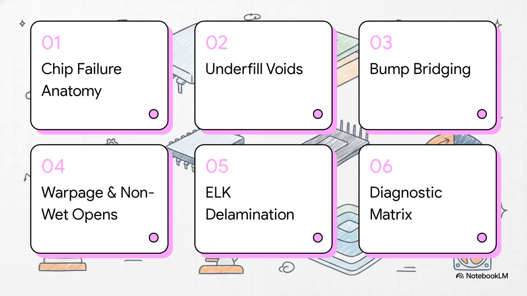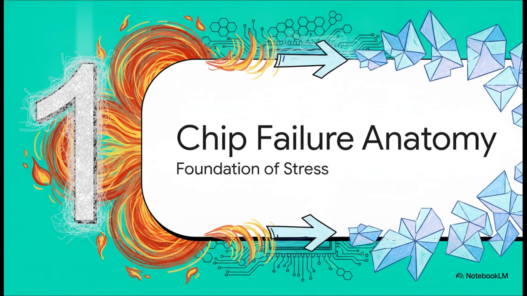Okay, let's just dive right into our diagnostic roadmap. We'll start with the anatomy of chip failures, then systematically break down four specific microscopic symptoms: underfill voids, bump bridging, warpage, and ELK delamination. And finally, we'll synthesize the whole shebang into a master diagnostic matrix. Section 1, the anatomy of chip failures and the foundation of stress.